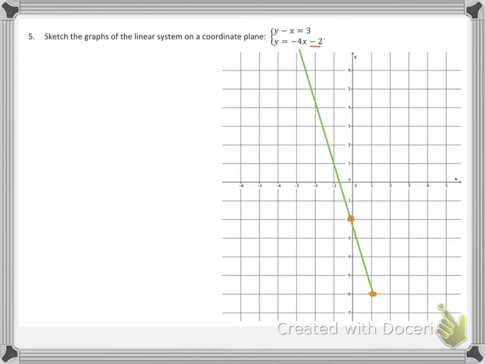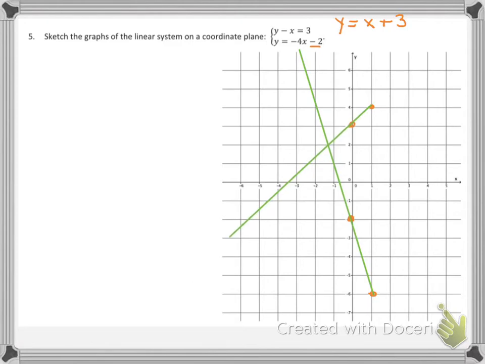Okay, and then I can easily change this other equation to slope-intercept form, and I'm going to do that for ease of graphing. I'm just going to add x to both sides, and that gives me y equals x plus 3. That means we're going to cross at a positive 3 right there. And our slope is up 1, right 1. And then I can connect those 2 points with the line.